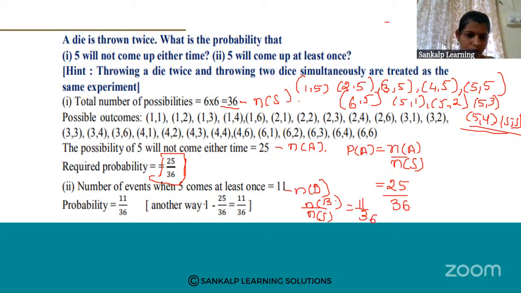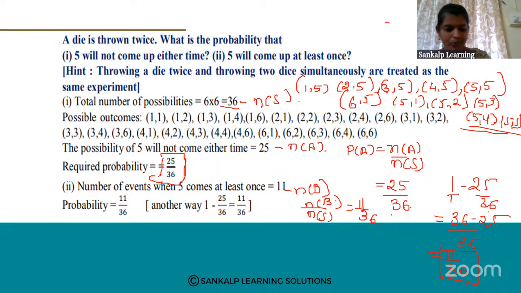In other words, in another way we can also do it: 1 minus the probability that 5 does not come. 5 not coming is 25 divided by 36. So 1 minus 25 divided by 36. Nothing is there means 1. So take LCM, that is 36. 36 minus 25 you will get, so there also you will get 11 divided by 36. Okay. So this is the probability of the event when 5 comes at least once.